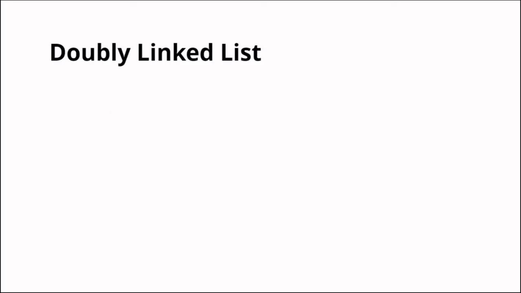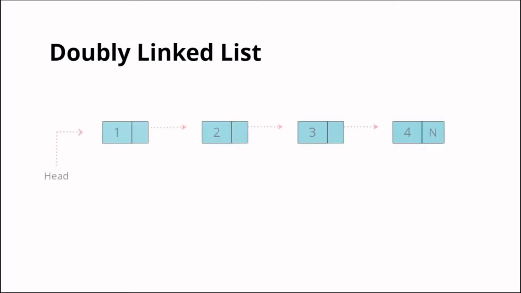Doubly linked list is the same as singly linked list except one change. In addition to data and address of the next node, it also has the address of the previous node. All in all, a single node has three parts. First is the address of the previous node, then the data part, and at last the address of the next node. One thing to note here is that the first element's previous address and the last element's next address will be null.